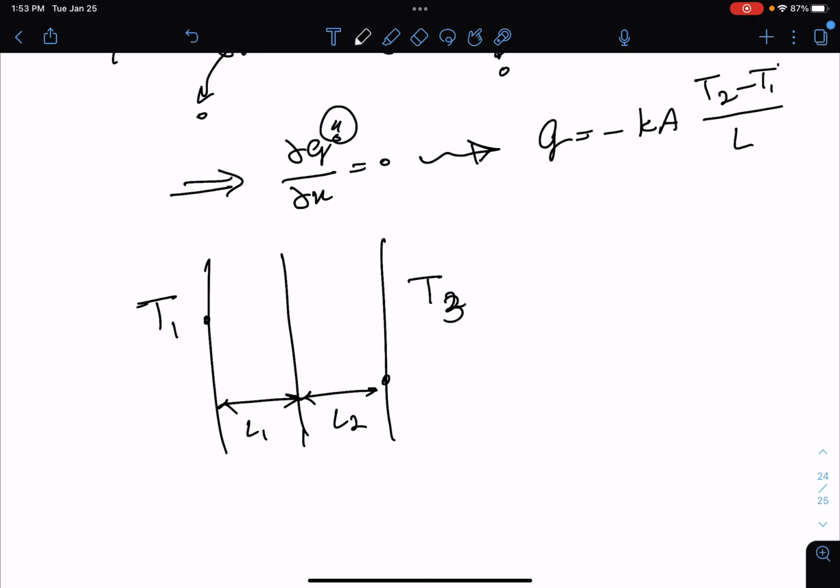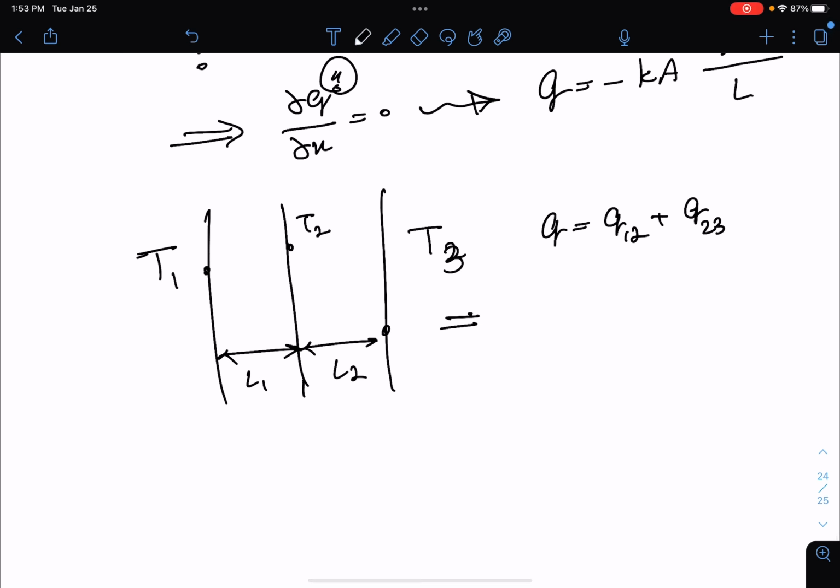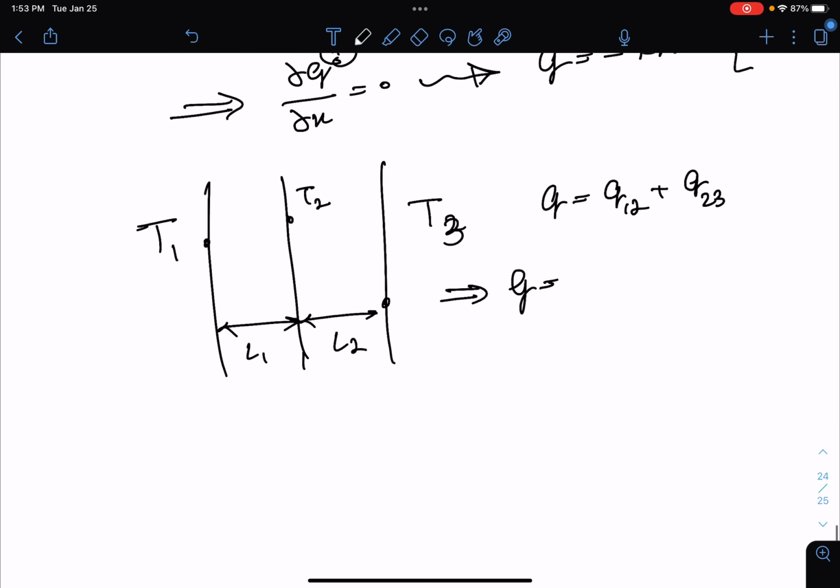You can calculate between T1 and T2. T2 is the temperature here in the middle. Yes. Okay, so Q is going to be Q from 1 to 2 plus Q from 2 to 3. Is that what you're saying? Yes. Which essentially means that Q is going to be negative K.